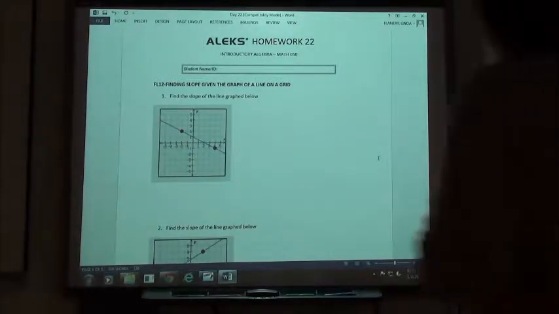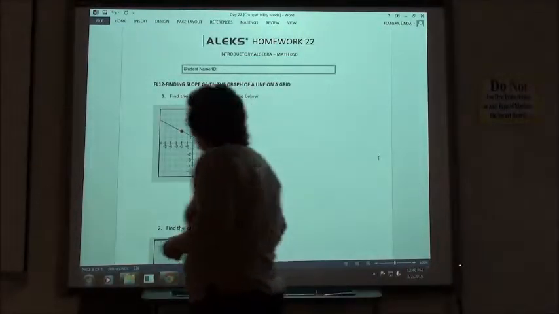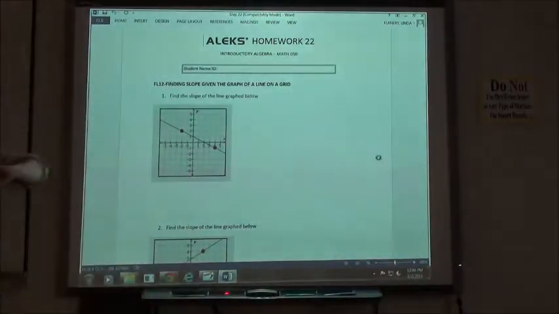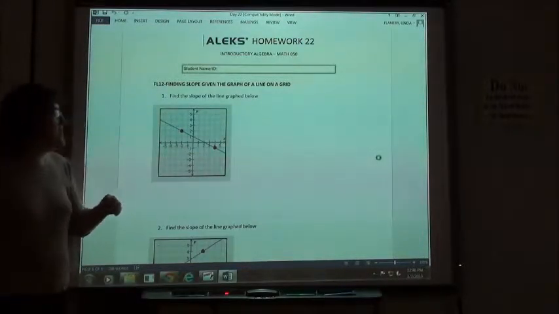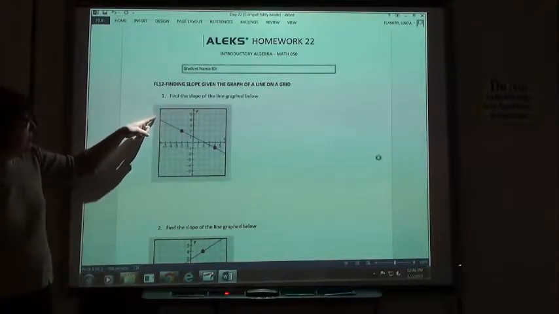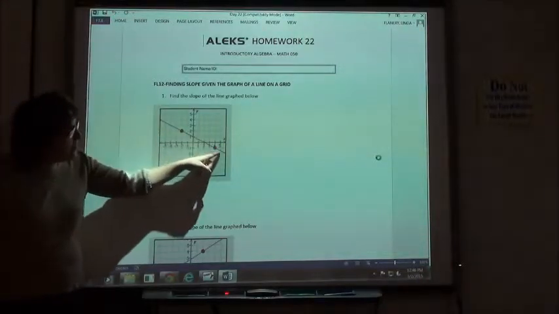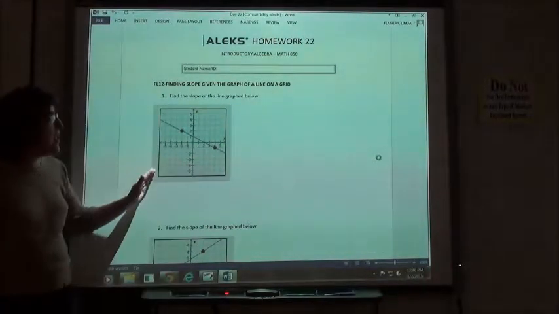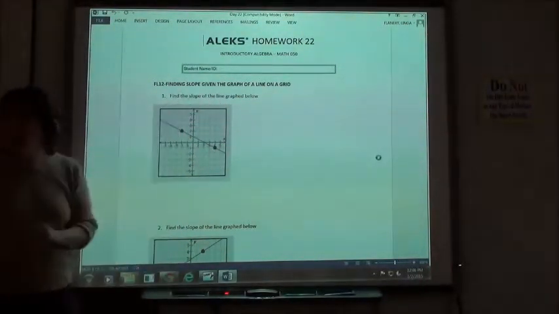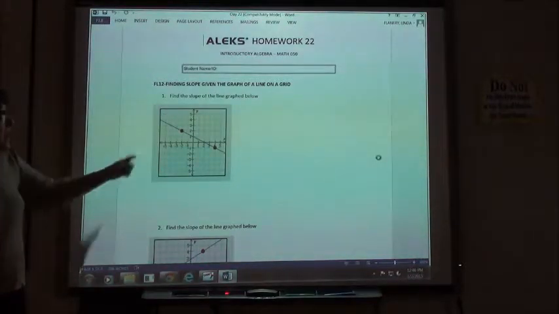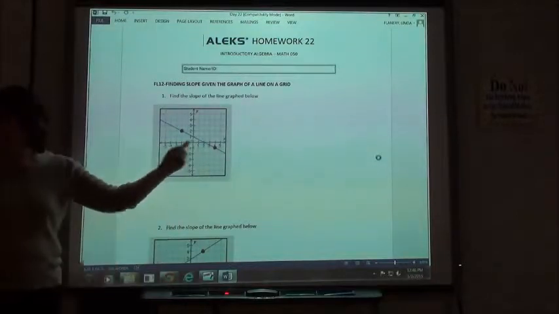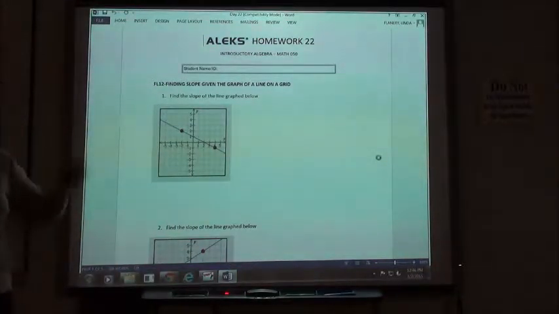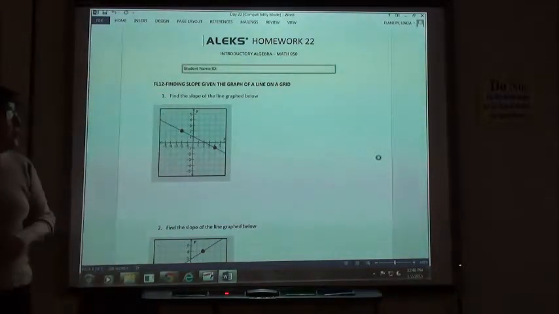All right, so homework 22 starts off with finding the slope of the line if you have the graph. So again, we talked a little bit about slope on the previous pages, that if my line goes downhill as I go from left to right, I'm going to have a negative slope. If it goes uphill, I'm going to have a positive slope. If my line is exactly straight across in that horizontal line, your slope is 0. And if it's vertical, straight up and down, then you get undefined.